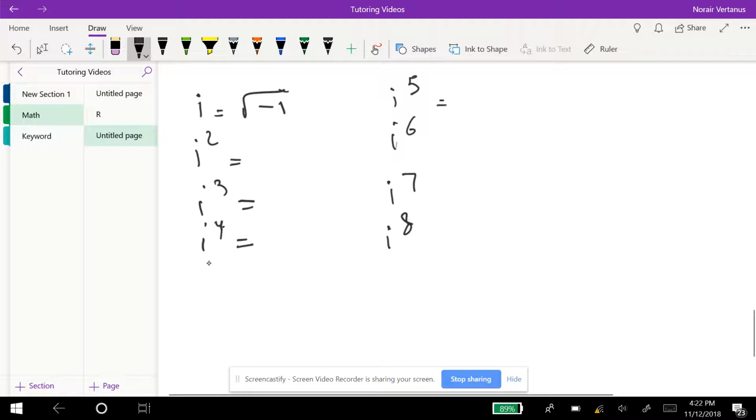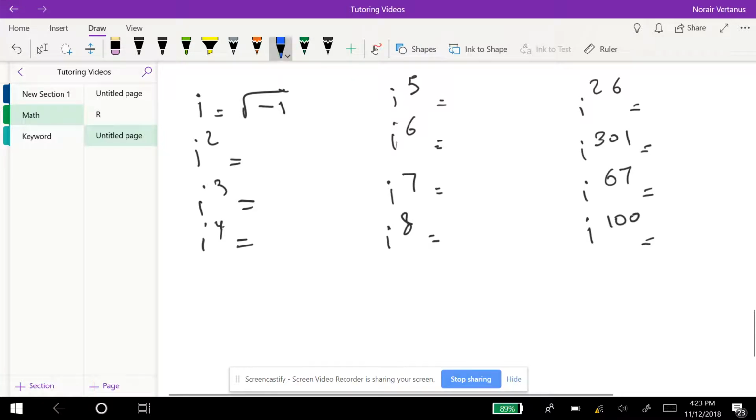There's a pattern. And when you see the pattern, you can tell what is i to the, for example, 25, 26, i to the power of 301, what is i to the power of 67, i to the power of 100. So all these we can tell. We don't need to write it. We just need to write the first four and then remember what the first four are.